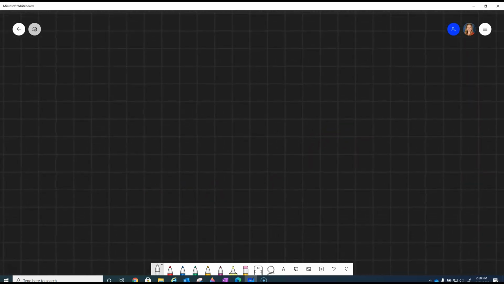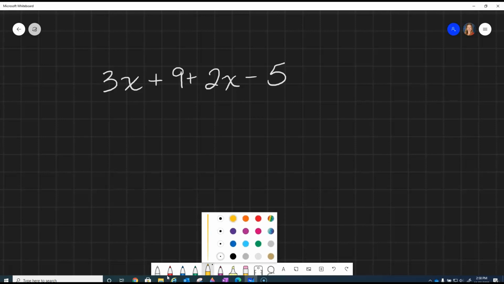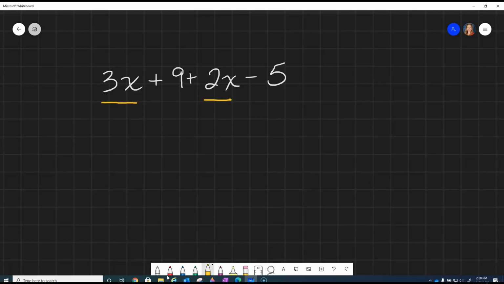So if I have a more challenging problem to simplify, let's see, if I have 3x plus 9 plus 2x minus 5, first of all, I really need to know what my terms are. My terms are coefficients, constants, and variables. This is a coefficient, this is a coefficient, this is a constant, this is a constant. We know this is a coefficient because it has a variable.